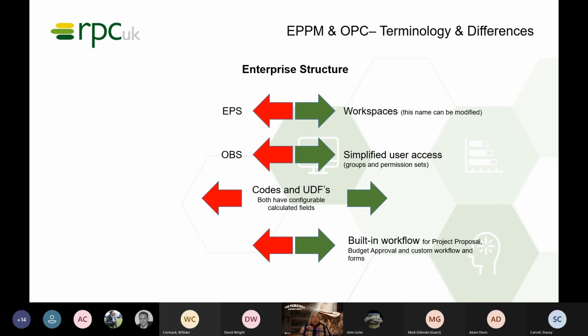OPC. Both OPC and ePPM, of course, have got codes and user-defined fields, and both have configurable calculated fields. And of course, in OPC, we've got built-in workflow for project proposals, budget approval, and you can also create custom workflow and your own forms to push your own business process through OPC. That's just one screen there. That's about the high level, the enterprise structure.